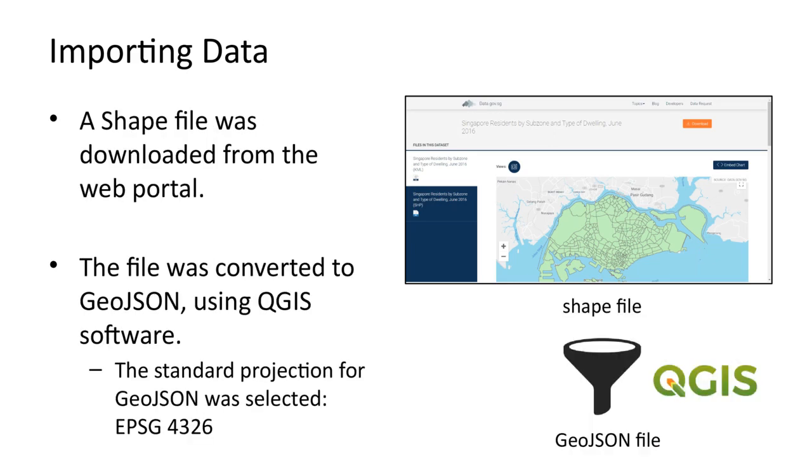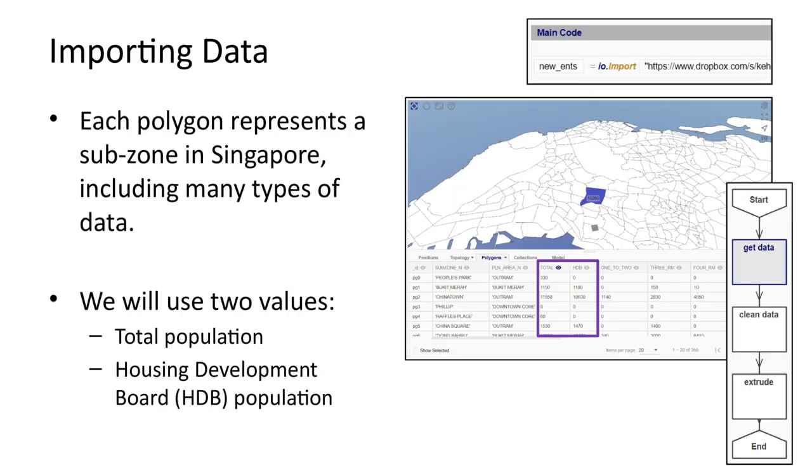The data was downloaded in a GIS format called a shapefile. This file was converted to GeoJSON format using an open-source GIS software called QGIS. The GeoJSON file was then imported into Mobius. The different subzone polygons can be seen, along with the polygon attributes.